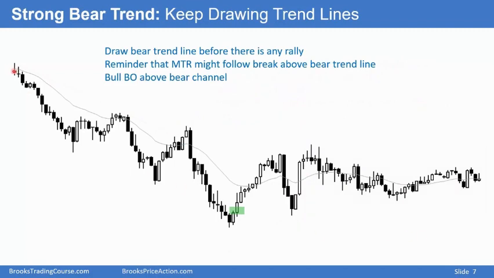Whenever there's a bear trend, you should always be drawing lines. It's a reminder that if we break above the bear trend line and then the bear trend resumes, that resumption might be the end of the bear trend. A bear trend, draw a line. Is this a major reversal? No, not much buying pressure. Probably a minor reversal, which means either a bear flag or a trading range.